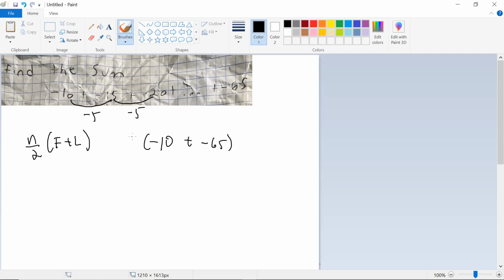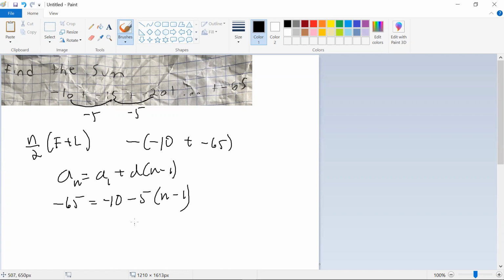And sure, I could count out negative 5. It's how many times I have to take away 5 in order to get to negative 65. But since this is an arithmetic series, I can also set up the explicit formula: a sub n equals the first term plus the common difference times n minus 1. I know the last term is negative 65, the first term is negative 10, and the common difference is negative 5, but I don't know n.